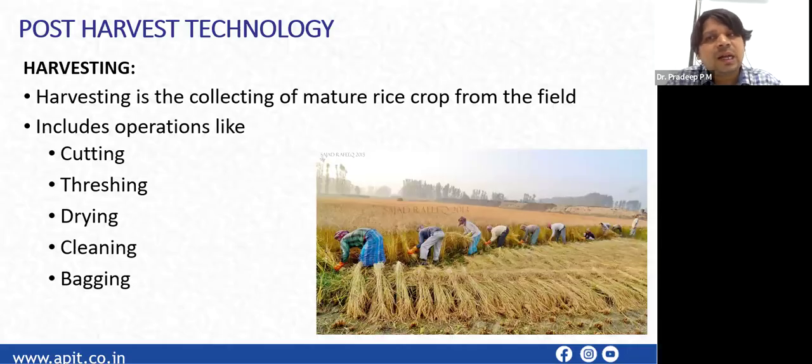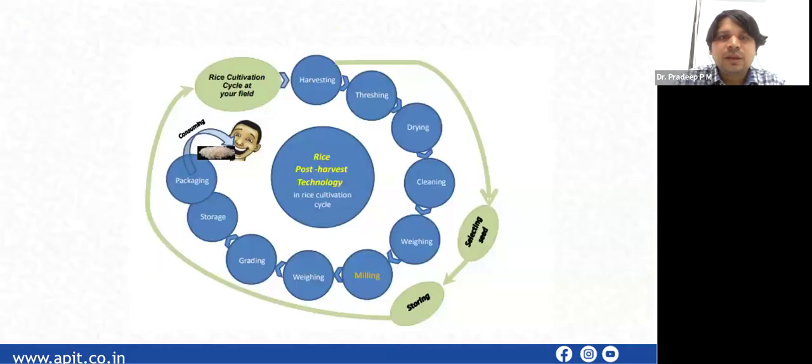To overcome these problems, we have come up with the combined harvesters. It can cover large areas without much human intervention. So these are the rice post-harvest technology stages. Here, after harvesting, it is sent for thrashing. Thrashing is where the straw is separated from the grain. Once the grains get separated, it is sent for drying because, as I told, the paddy moisture will be high, that means around 18 to 20%.